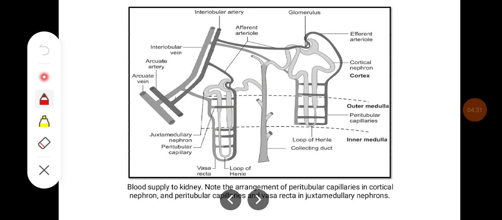So these are the blood supply to the nephron, mainly through the arcuate artery, then they form afferent arterioles, then glomerulus, then it is drained by the efferent vessels, and then they are going to form the vasa recta. So then ultimately they are going to form the arcuate veins, and then they are going to drain into the interlobular vein.